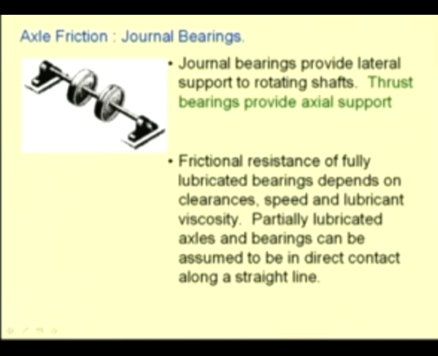Partially lubricated bearings can be assumed to be existing in dry condition, and one can assume that the axle is having a point contact, or along the bearing it is having a line contact while in motion. So, with this assumption we will proceed how to analyze this problem.